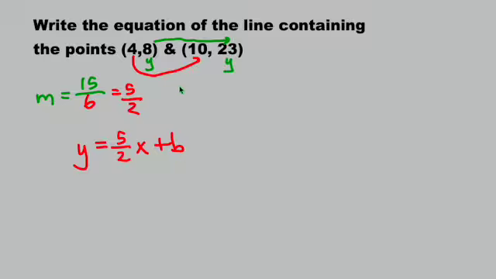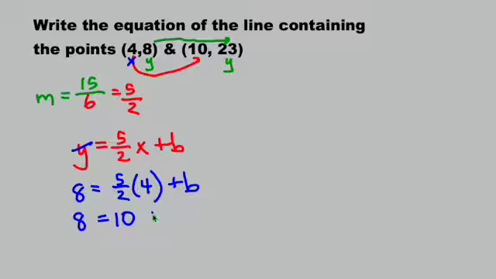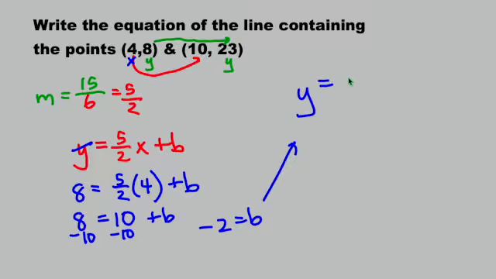Then you can pick either of the 2 points that you like, point 1 or point 2. You know what? I am going to go with point 1. Those numbers are a little bit smaller. I know my x and my y. So my y is 8, so this is going to become an 8. And then we get 5 halves times x, which is 4, and then plus b. Well, if you take 5 halves times 4, you're going to get 10. So 8 equals 10 plus b. Then you can subtract 10 on both sides, and when you do that, you're going to get negative 2 equals b. Therefore, our equation is going to be y equals 5 halves x minus 2.